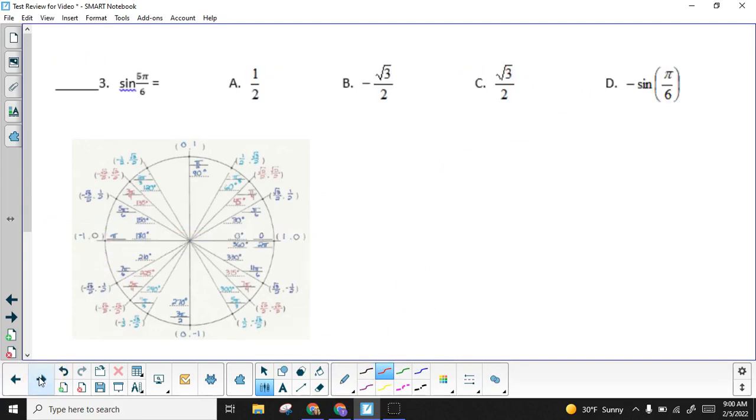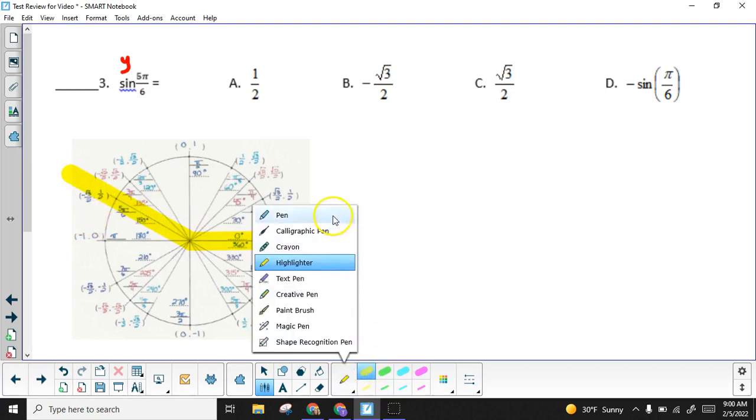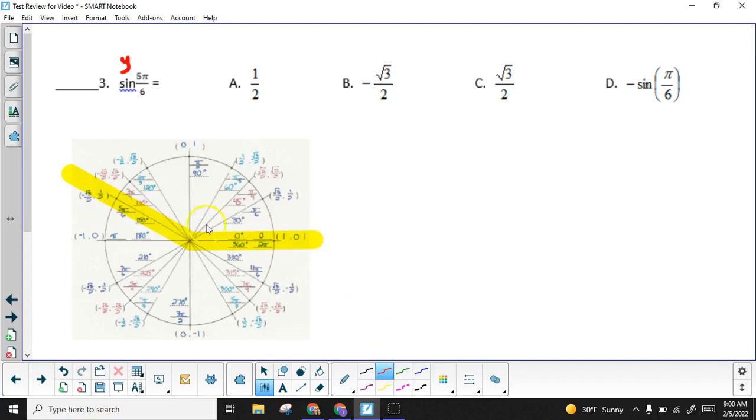Number 3, the sine of 5 pi over 6. Well, the sine is just asking about the y coordinate. So if we know the terminal point for 5 pi over 6, then we just need to pick out the y coordinate. Initial side on the positive x-axis, and 5 pi over 6, of course, is in the 2nd quadrant. Its coordinates are negative root 3 over 2, 1/2. And since the sine is just the y coordinate, we are just looking for that y value right there, which is 1/2. And so we would choose A.